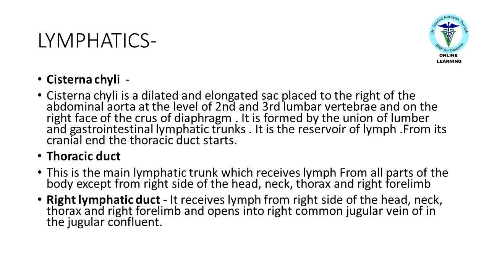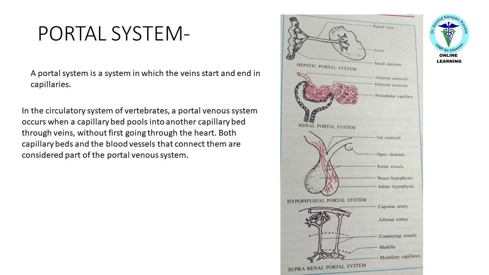The lymphatic system, including the cisterna chyli and thoracic duct, is vital for transporting lymph and maintaining fluid balance in the body. The portal system is a unique venous system where blood flows through two capillary beds before returning to the heart, crucial for nutrient and waste exchange.